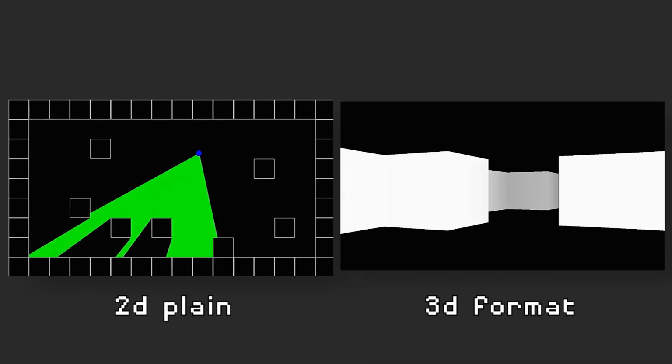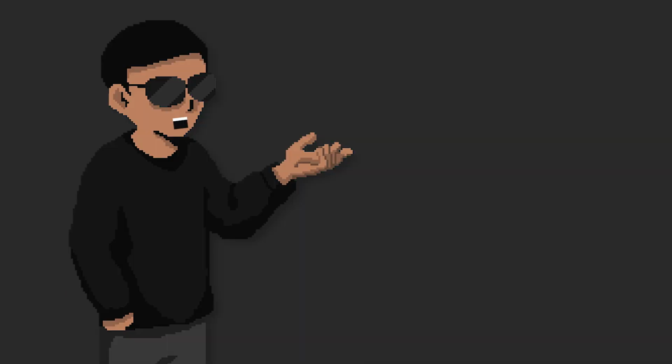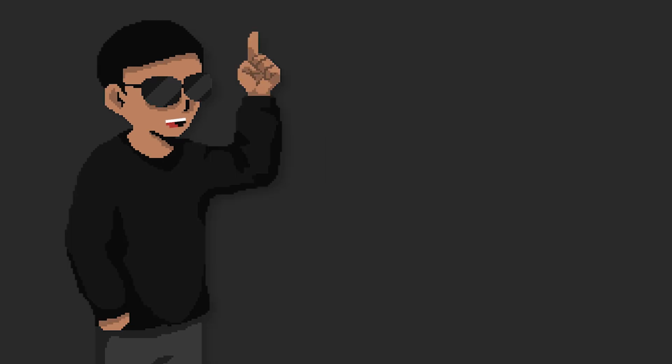Long story short, you're basically displaying a 2D plane in a 3D format. In reality, the 3D display is actually in a 2D plane, but it allows you to have an illusion of a three-dimensional space, aka pseudo-3D.